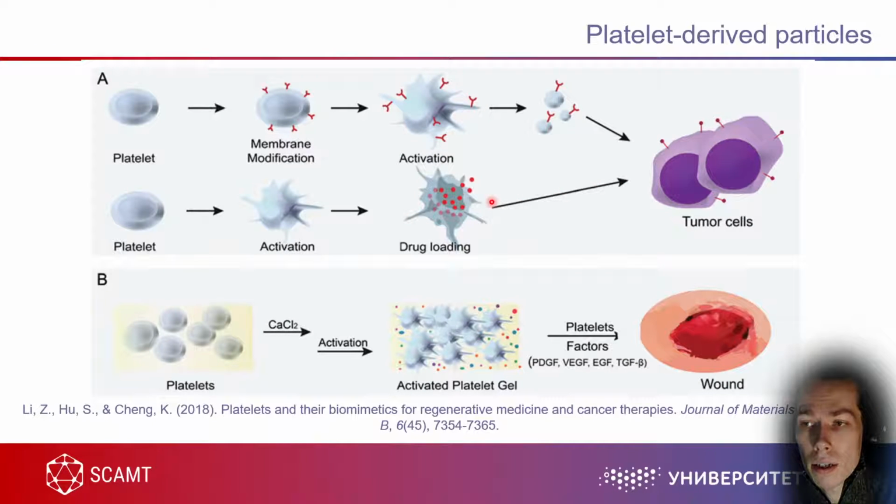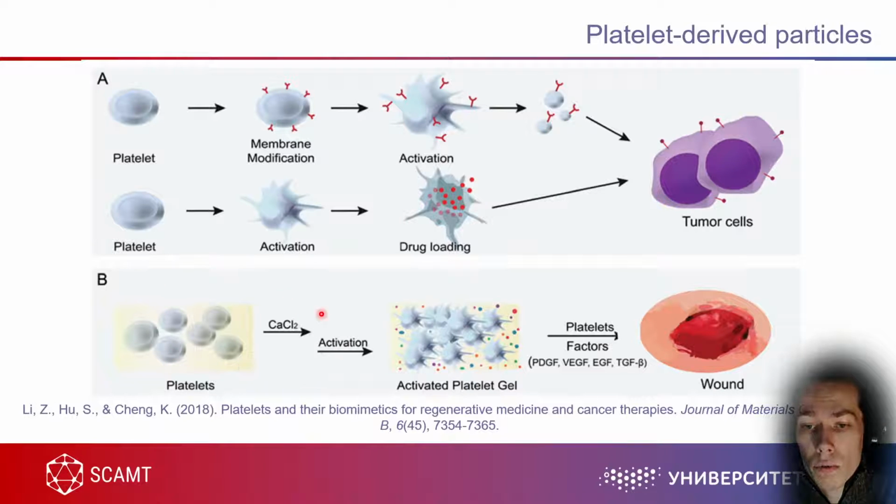Again, another scheme just for you to memorize this. So how to obtain a platelet gel? You just add some calcium chloride to the suspension of platelets, following activation of these platelets, and you will obtain some platelet-derived gel. And this gel, for example, can be used for wound healing.